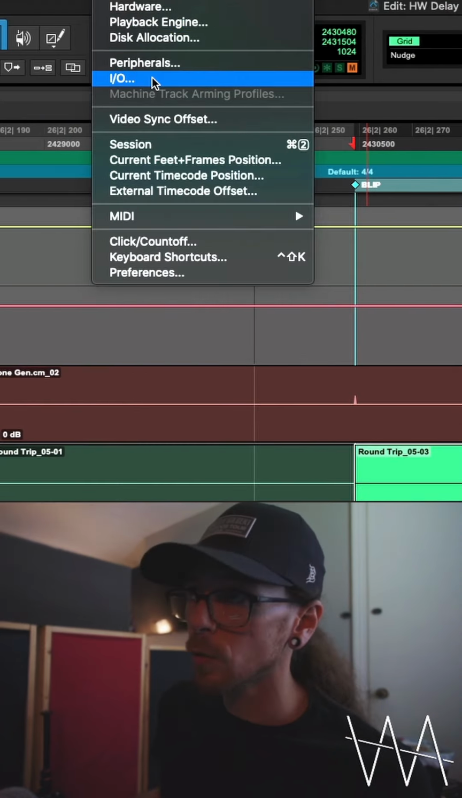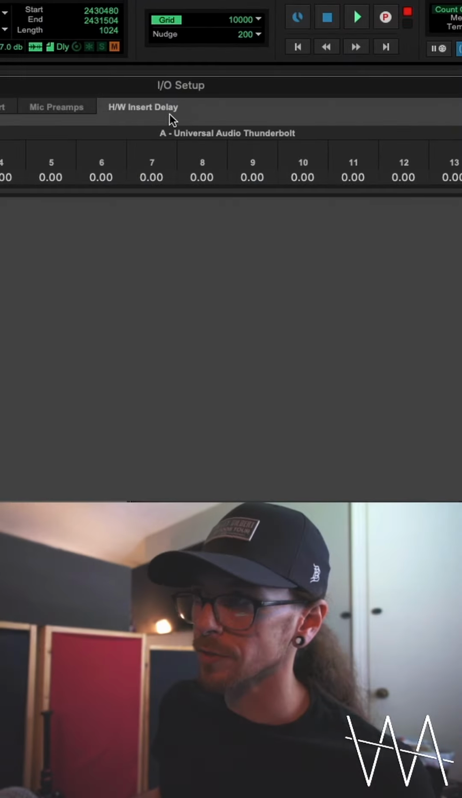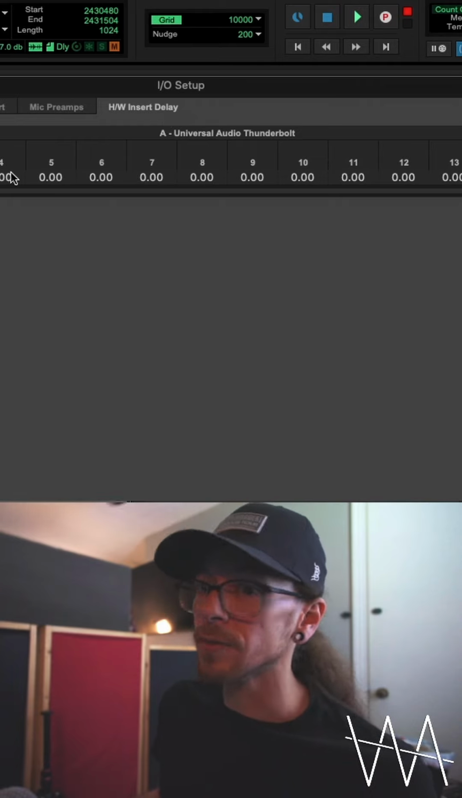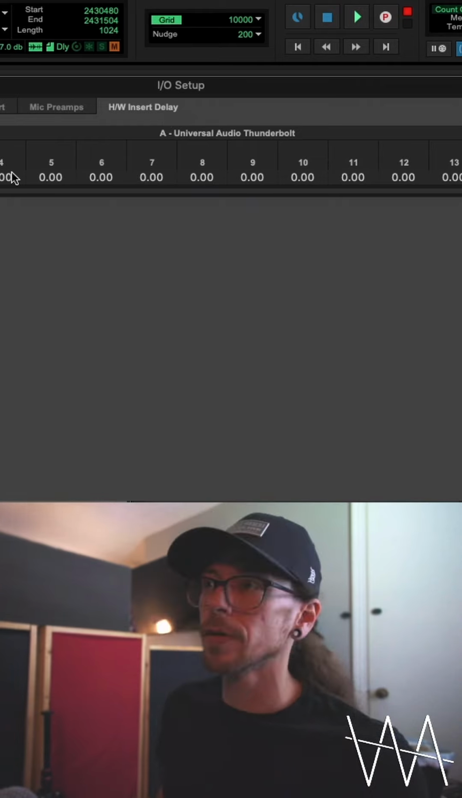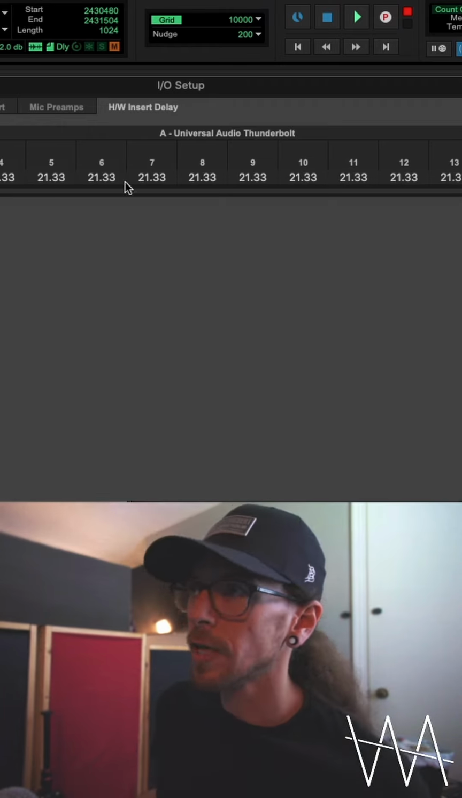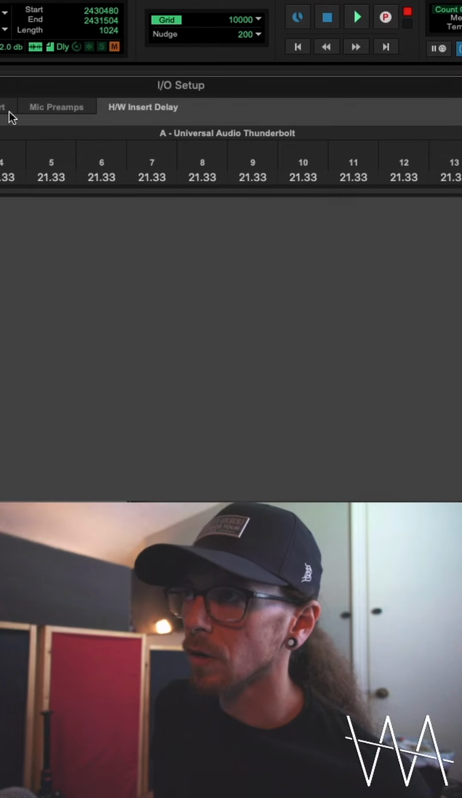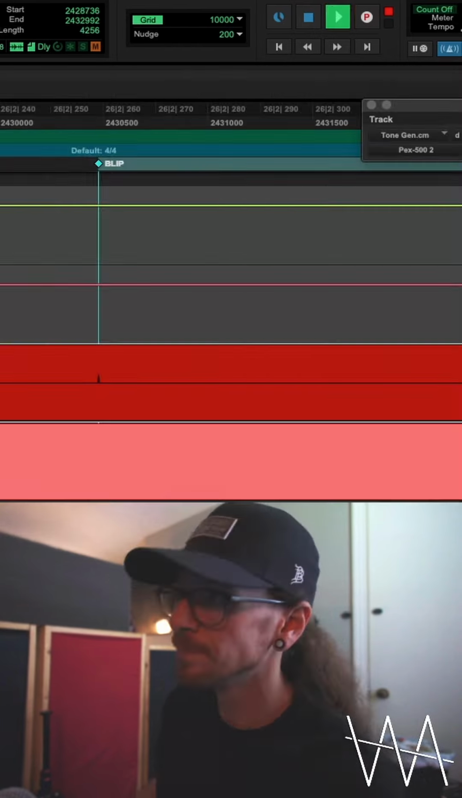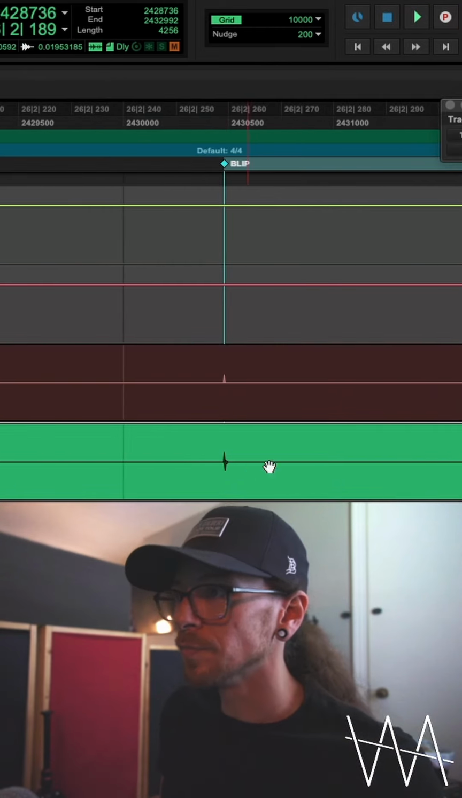We're gonna go back into our IO tab, where our hardware insert delay compensation tab is here. And I'm going to enter this. We're just gonna paste this number into every single tab. So now that we've entered our calculated delay time into our hardware insert delay, watch what happens whenever I push record. Look at that. It went from being over here to being right here.